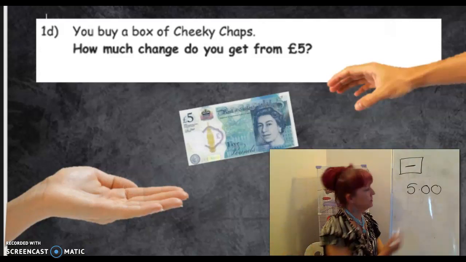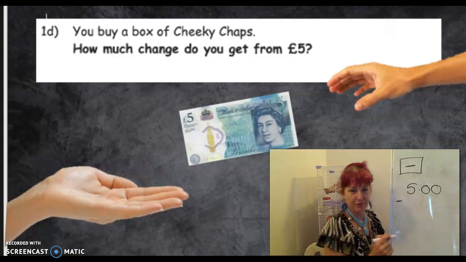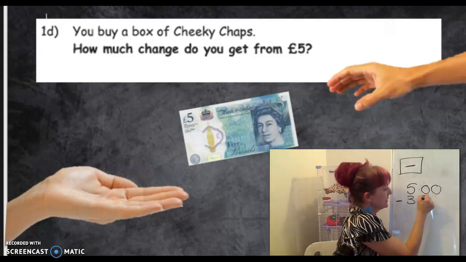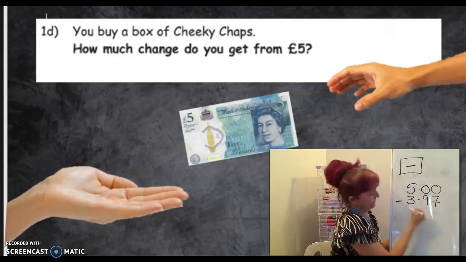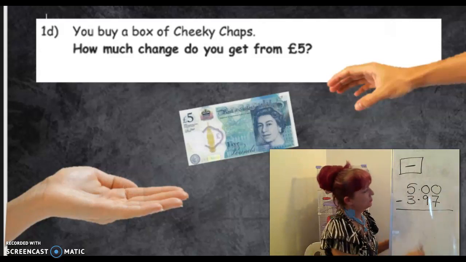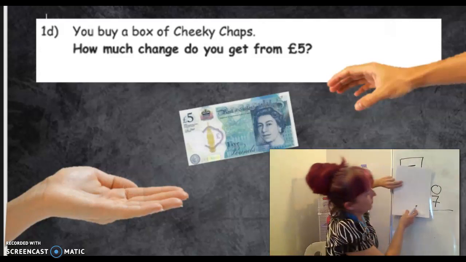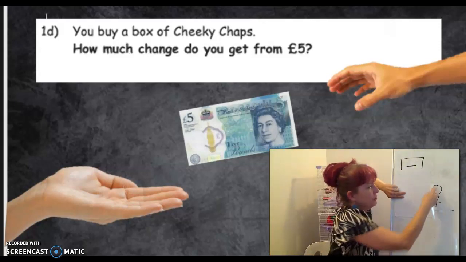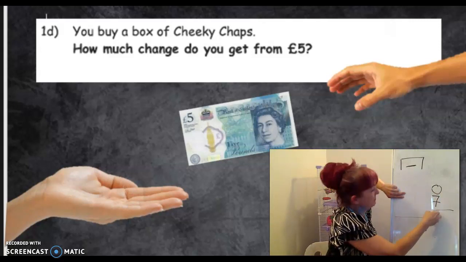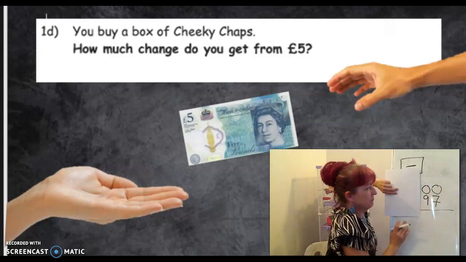And what I want to do is get my £5, and I want to take out £3.97. Again, my numbers are very neat underneath each other. So I've got 0, and I want to take out 7. Can't do it. There's nothing there. So I have to try and take something from the next one.